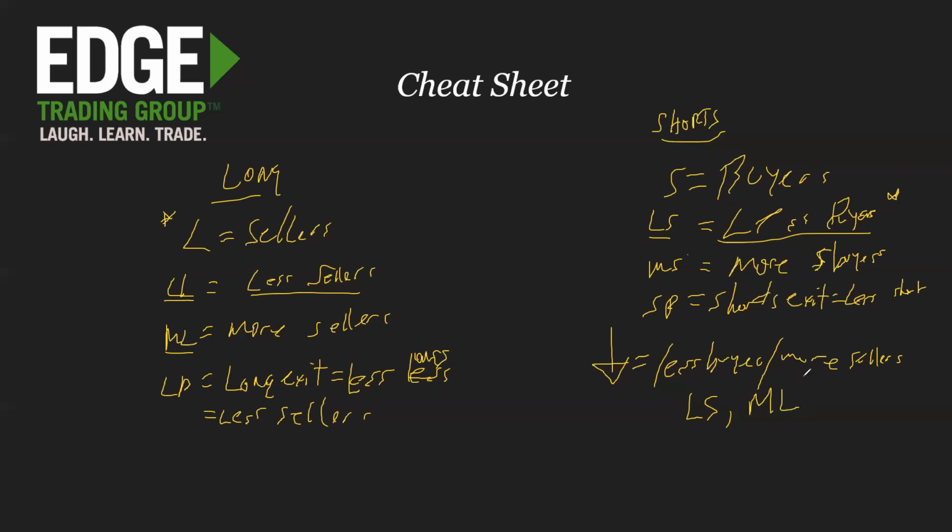All right. Anything else that I see more sellers or less buyers? Do I see that anywhere else? Help me out. I got less shorts and I got more longs. Anything else I could add to this to get more sellers? Anywhere else on this cheat sheet? Look around. Anywhere we see more sellers or less buyers, besides LS and ML? Anywhere? I'm waiting for an answer. Anywhere on this sheet in these acronyms, do we see less buyers or more sellers? We got 2 of them. Anybody else see anywhere where we would have more sellers?